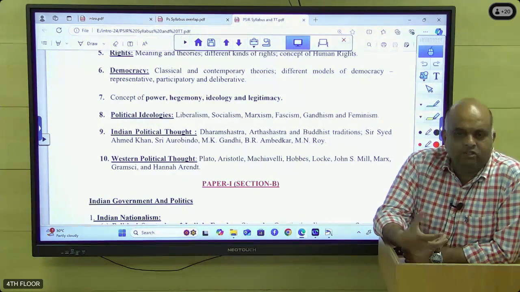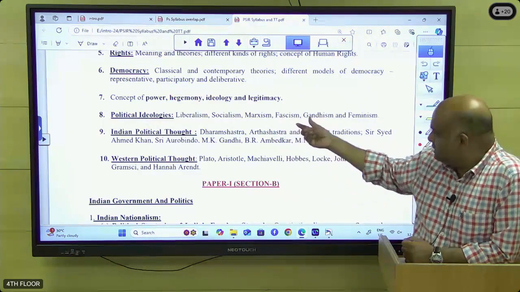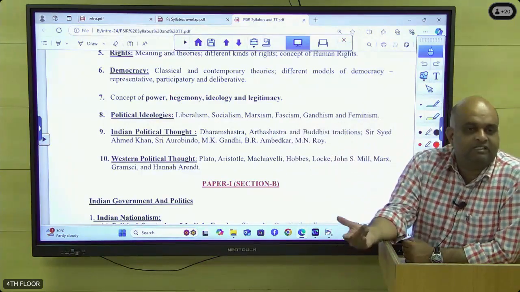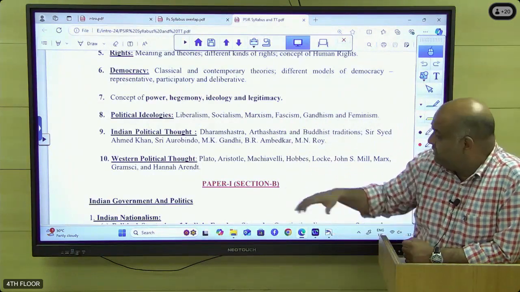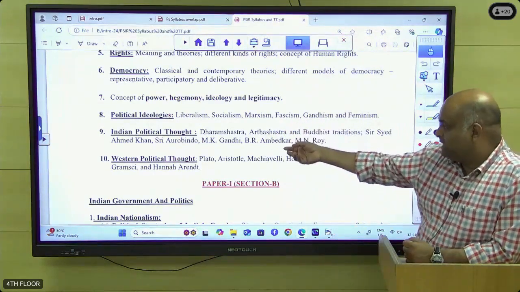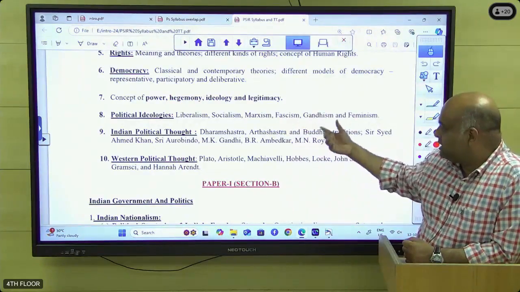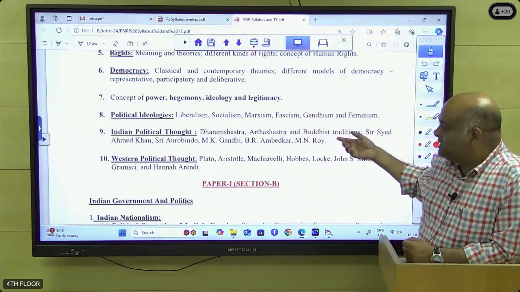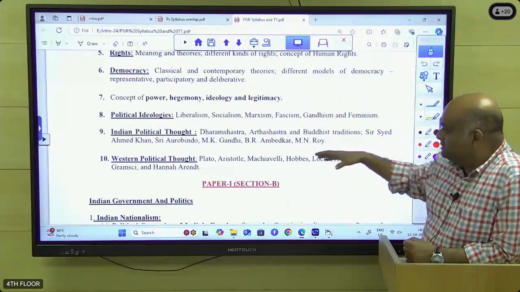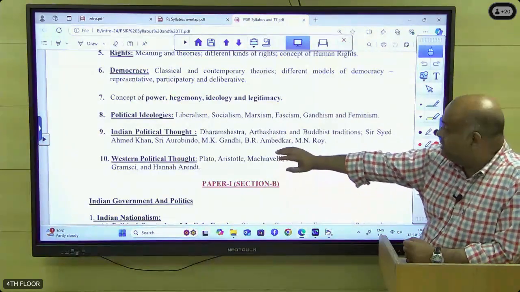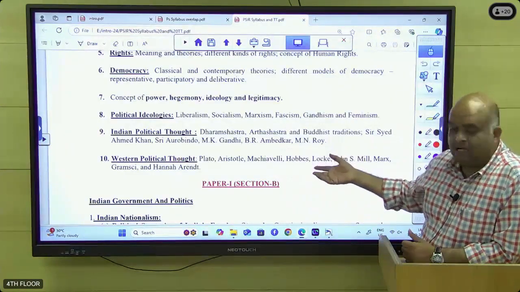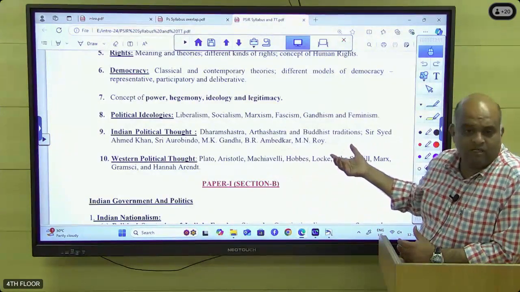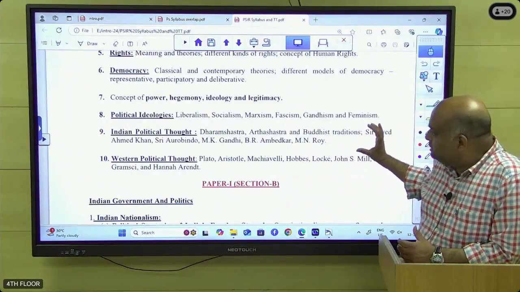How the society should work, based on that, they will propose a different set of ideas. So this we have to discuss. And then we have the Indian political thinkers: the ancient Indian political thinkers, that is Dharma Shastra, Artha Shastra, and the Buddhist tradition. And then modern political thinkers: Sir Syed Ahmad Khan from the Muslim world, Aurobindo from the Hindu world, Gandhism, and then Ambedkar from the downtrodden, M.N. Roy from Marxism.